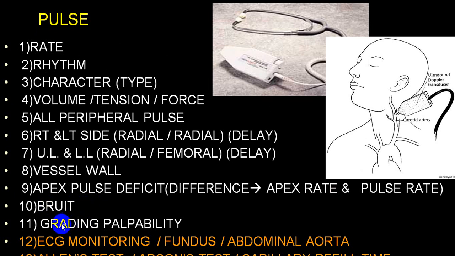I've already mentioned regarding grading of palpability in peripheral pulse palpation. We have mentioned there are two different types of grading, 0, 1, 2, 3, or you give 0, 1 plus, 2 plus, 3 plus, 4 plus. So depending upon that. Some of these things you can confirm by ECG monitoring. You can do a fundus examination to find out the arterial changes in the fundus secondary to hypertension and secondary to atherosclerosis.